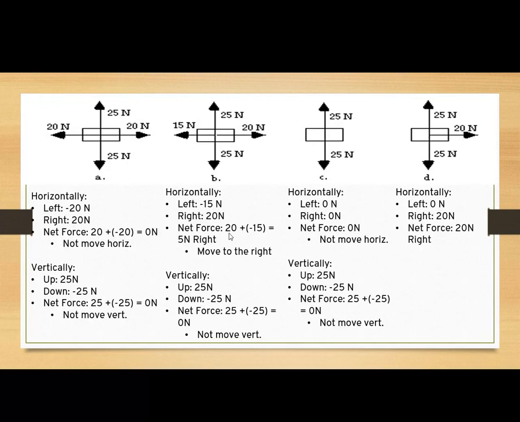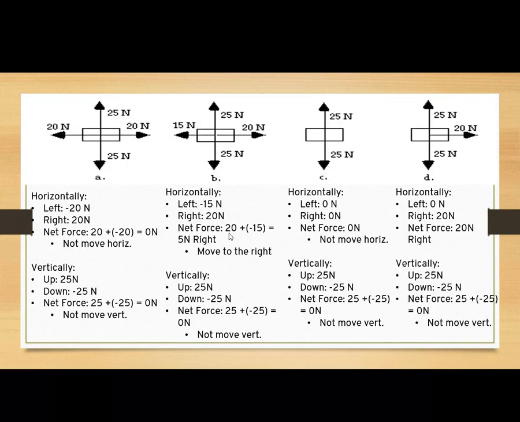For D, in the horizontal, we do not have a left force acting, but we do have a right force. Since the right force is the only force that's acting horizontally, our net force would be 20 newtons to the right. Vertically, up 25 again, down negative 25. When we add them together, we get 0. So overall, for diagram D, that object is going to move to the right, just like diagram B.